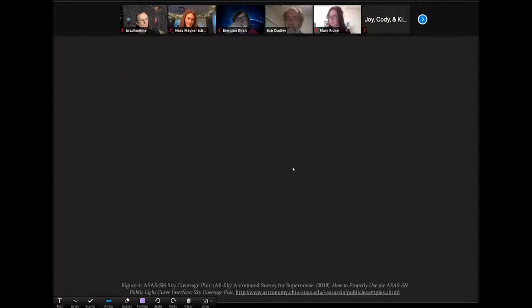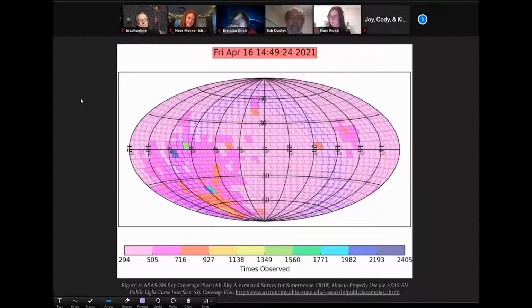And speaking of telescopes, we can move on to the ASAS-SN data, which is what Ohio State uses. It's a series of four cameras that are used to photograph the night sky. And this is an image just from yesterday afternoon of how many times they've viewed all different parts in the night sky. And you can see there's some overlap between the little four camera segments. And this just happens when you have the little squares taking up a sphere, but some of the overlap, there are a lot of times observed in certain areas.